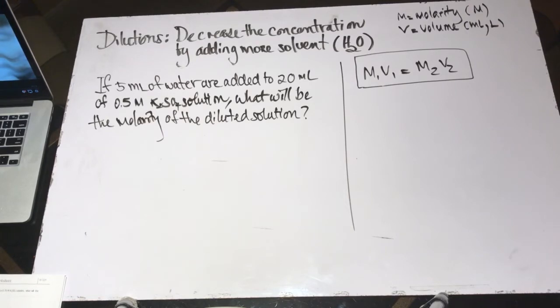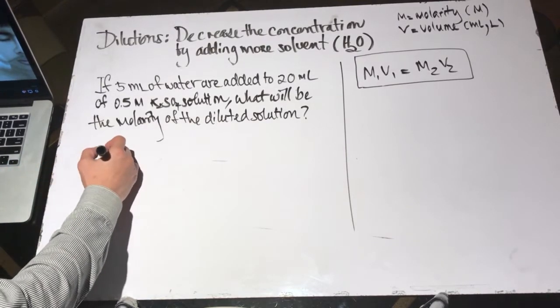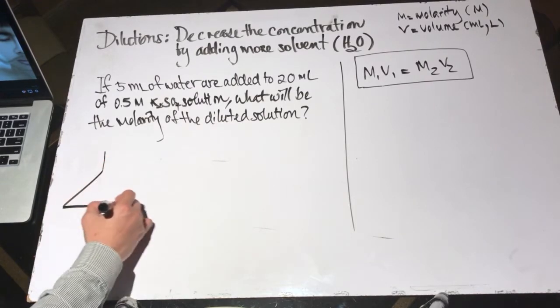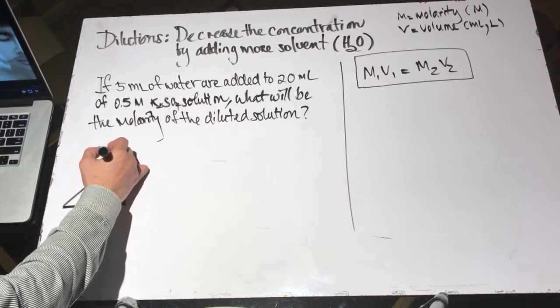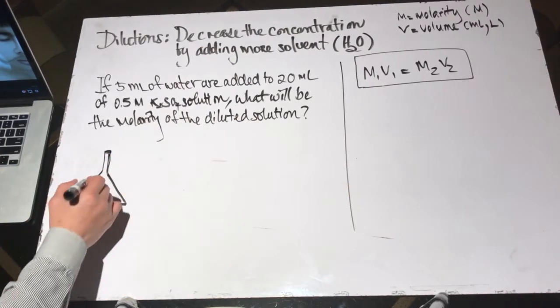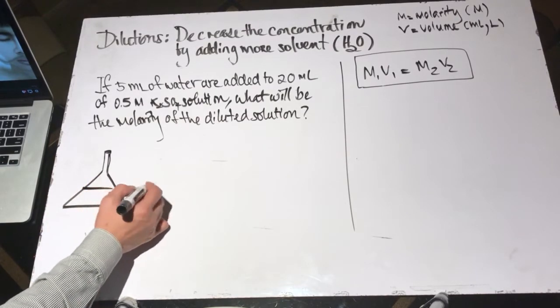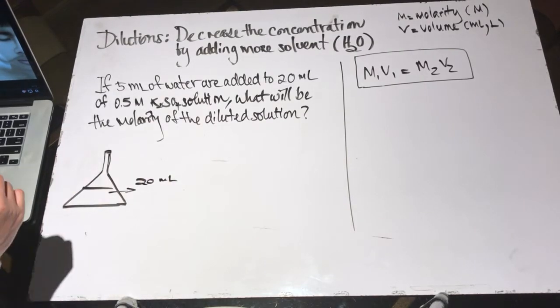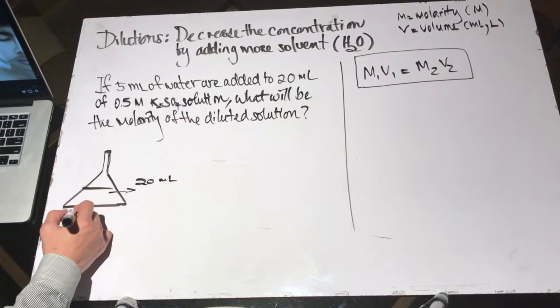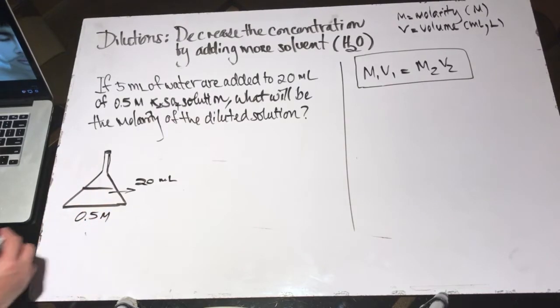This question is a little bit tricky. What I want you to do is, if 5 mL of water is added to 20 mL of that concentration, let's go ahead and visualize it. This is the flask by itself. First, your volume: you only have 20 mL, that's your original, and your concentration is 0.5 molarity.